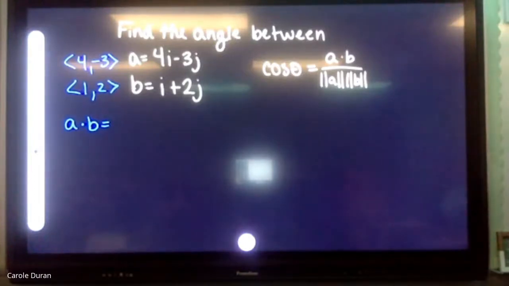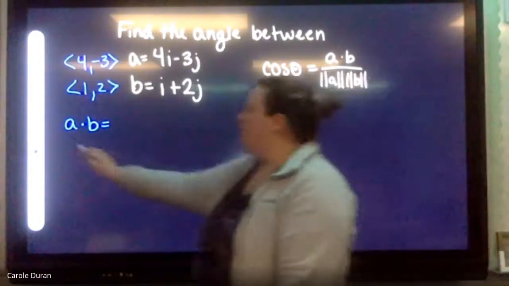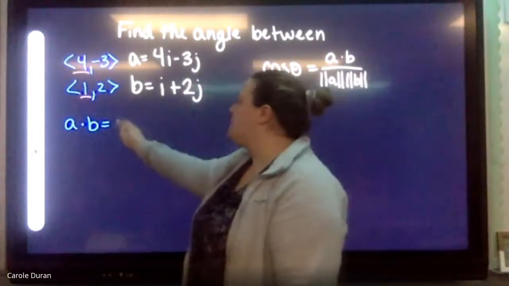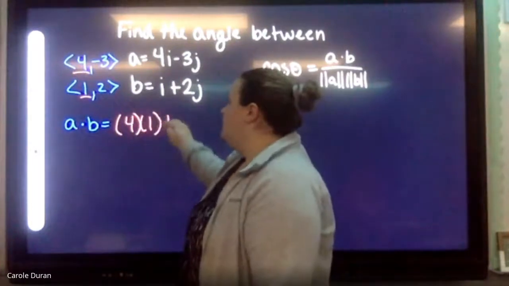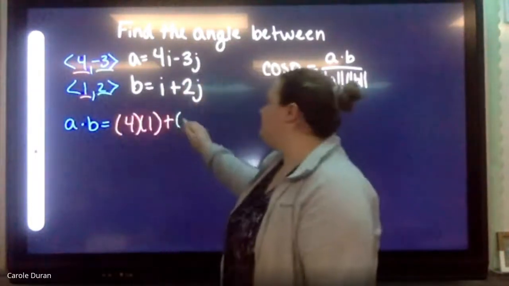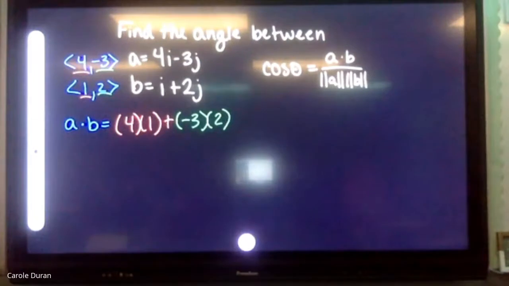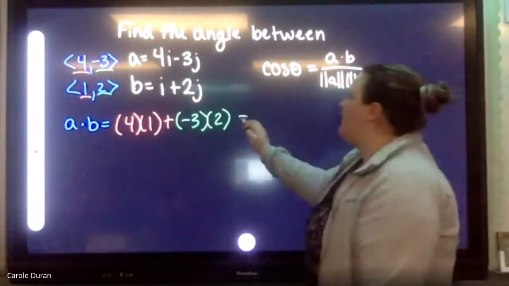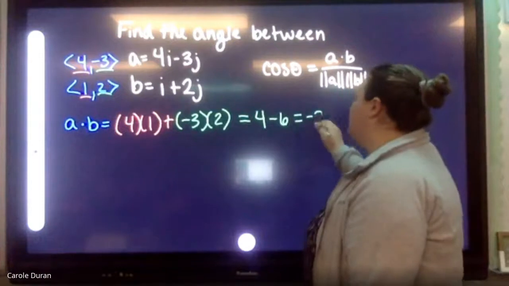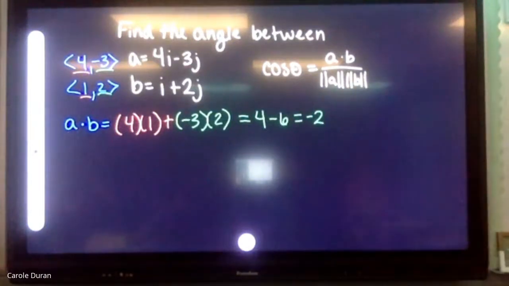That's something completely different. So taking the dot product, I multiply my like components together and then add their products. So the dot product of these two vectors would be 4 times 1 plus negative 3 times 2. I expect that my dot product is going to be a singular number, not another vector. So here I get my dot product is equal to negative 2. Did anybody get something different working through it? Okay, so I found the dot product of the two vectors.